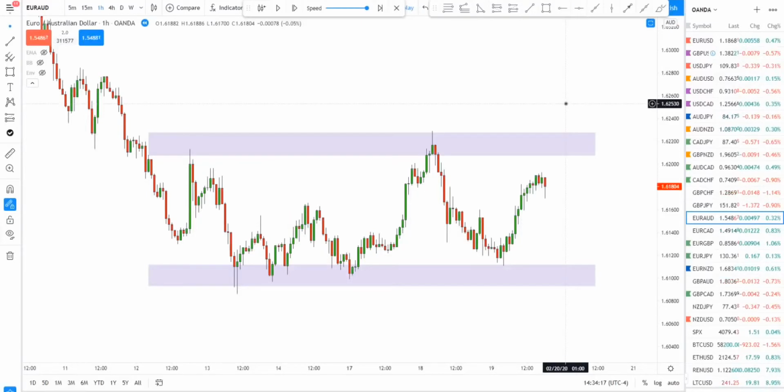So here on the Euro Aussie 1 hour chart, we have a good example of a period of consolidation, right? We have a level of resistance that's been tested at least twice. We have a level of support that's also been tested multiple times, more than twice.